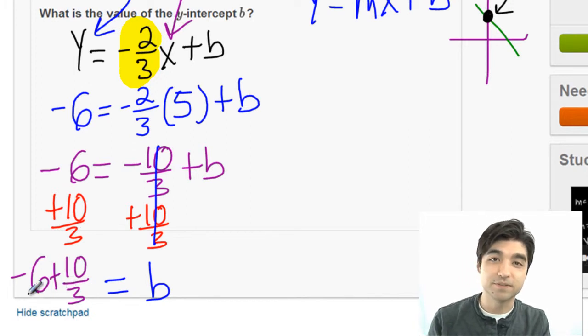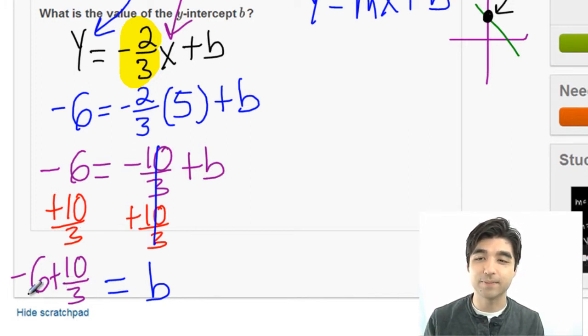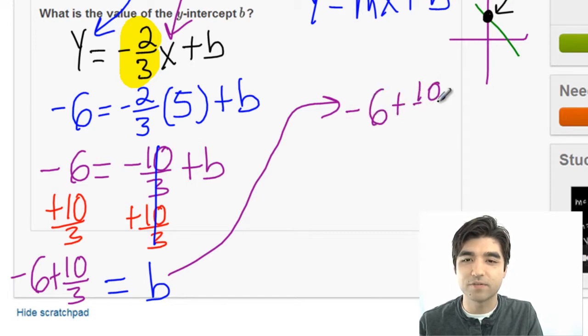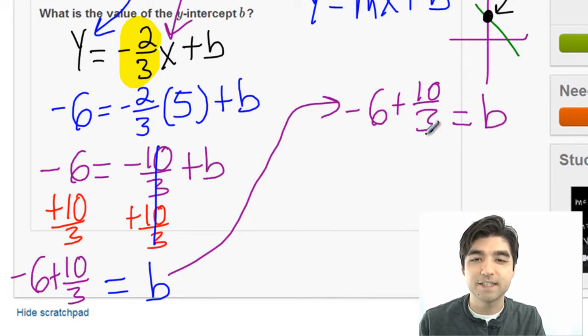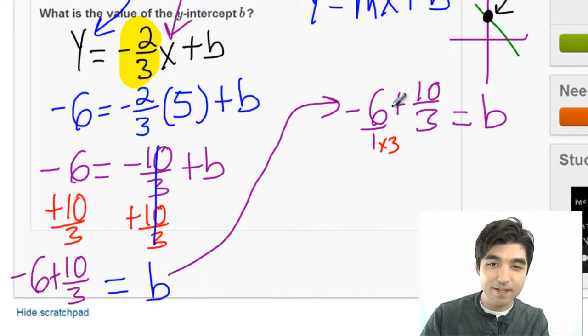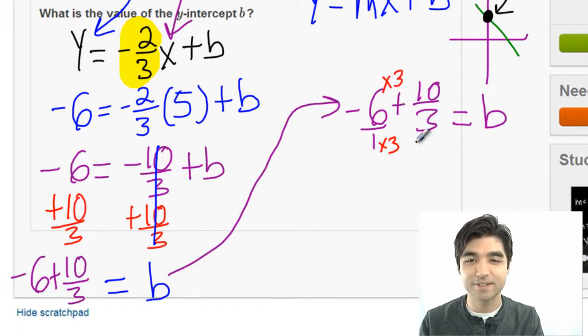Hopefully you remember that in order to add fractions together, you have to find a common denominator. So let's write this up here, since I need some more room. Negative 6 plus 10 over 3 equals b. Now we have 10 over 3, so we need to make the 6 have a 3 on the bottom. It's kind of like we have negative 6 over 1. Remember that invisible 1 there? In order to get the 1 to turn into a 3, we need to multiply the bottom by 3. So if we multiply the bottom by 3, we need to multiply the top by 3.